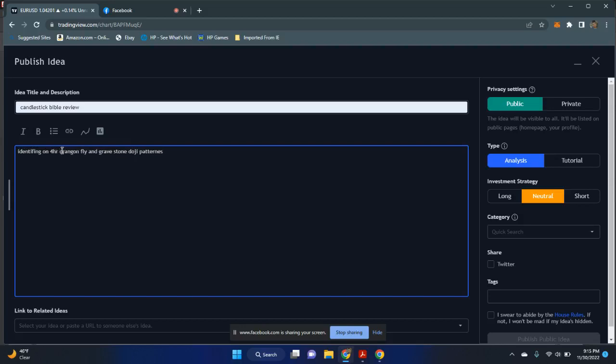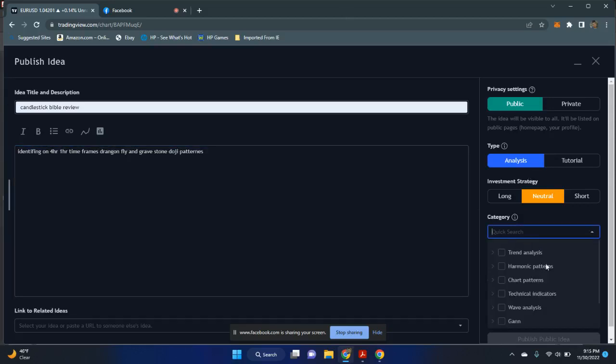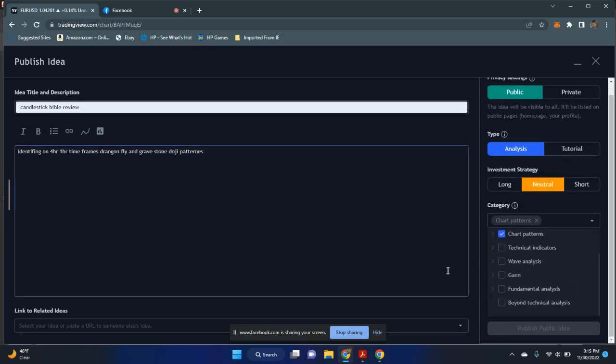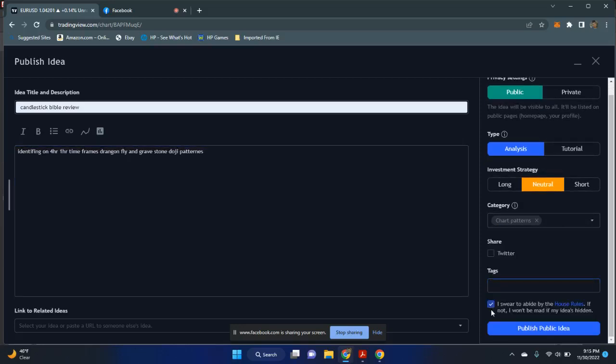I think we did that on the 4 hour and also the 1 hour time frames. Also, you can see them on different and lower time frames. Just have to be very careful because those lower time frames can trick you.